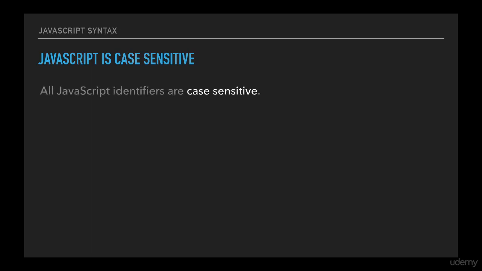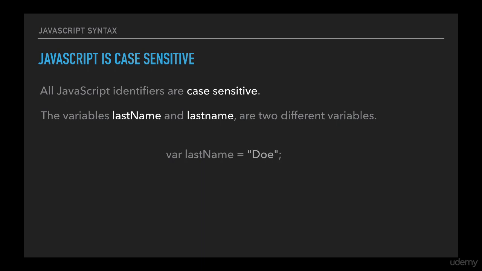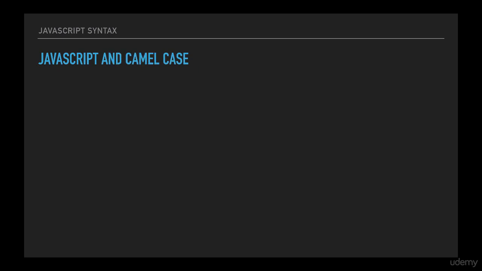JavaScript is case sensitive, and what do I mean by case sensitive? For example, you see lastName and lastname are two different variables. lastName, which has an uppercase N, and lastname, which has a lowercase n, are considered different. So, for example, if my statement is var lastName = "Doe" and var lastname = "Abhay", these are two different variables that will be created and they can be used. Now, what is camel case?